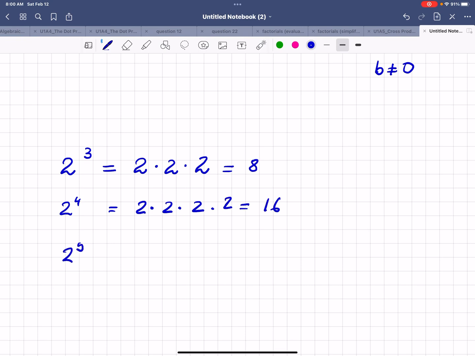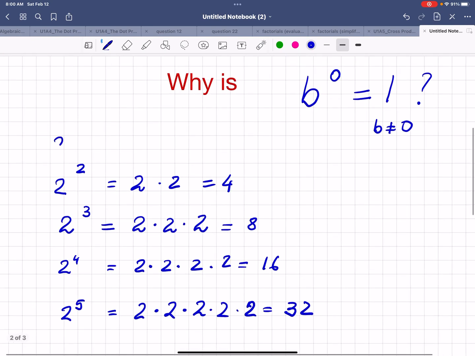2 to the power of 5, I promise I will stop very soon. So now we have number 2 multiplying itself 5 times, and the answer is 32. Now let's go back. 2 to the power of 2 means that number 2 is multiplying itself 2 times. The answer is 4. 2 to the power of 1 means that the number 2 is multiplying itself only 1 time. The answer is 2.